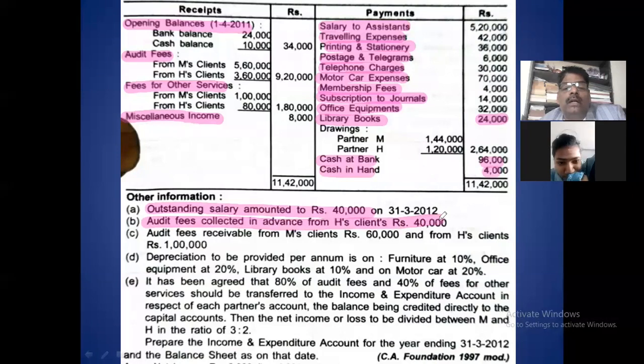Then audit fee collected in advance. Audit fee collected in advance, you deduct. This current year advance you deduct in the respective account. Last year advance, add in the current year amount.